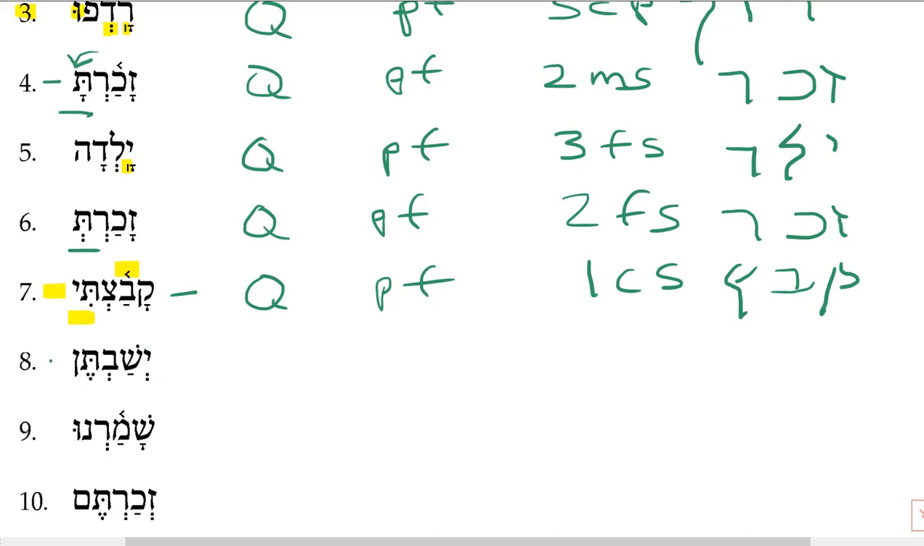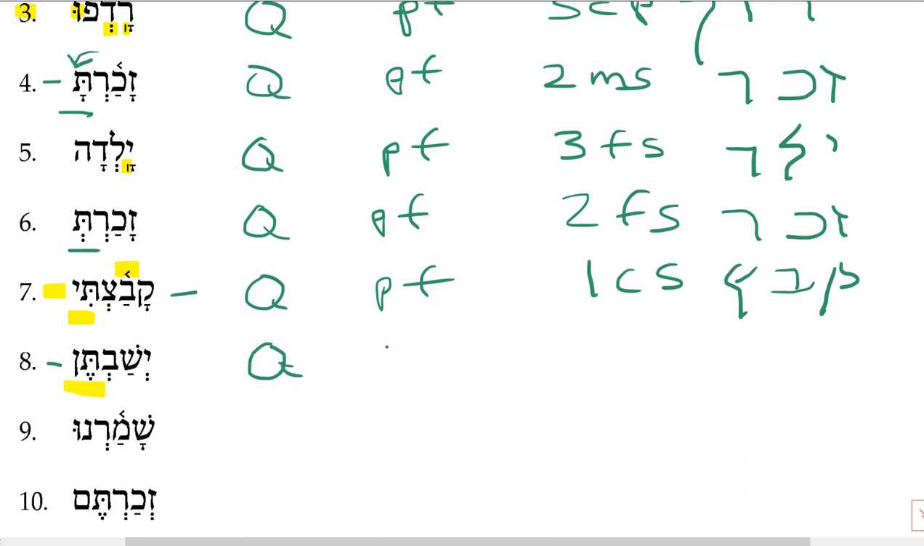Let's look at the next one here, number 8, and we'll see another characteristic ending, this ten ending. Very characteristic of a perfect second feminine plural ending. So we have yashar-ten, yashar-ten. And in this case, the vowels look very much like a Qal. We haven't seen any other stems, at least not in detail, but what we're going to be focusing on is Qal.